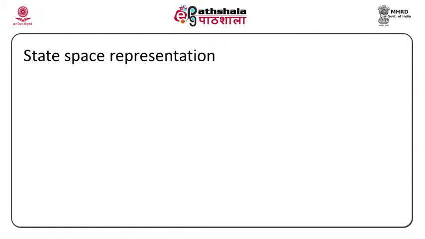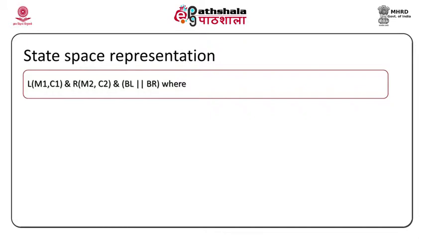Now, this is the state space representation. Look closely at this representation. L, M1, C1: L is the left side of the river, M1 and C1 are the number of missionaries and number of cannibals. R indicates the right side. M2 is the number of missionaries on the right side, and C2 the number of cannibals on the right side. And BL or BR: BL means boat on the left side and BR means boat on the right side.